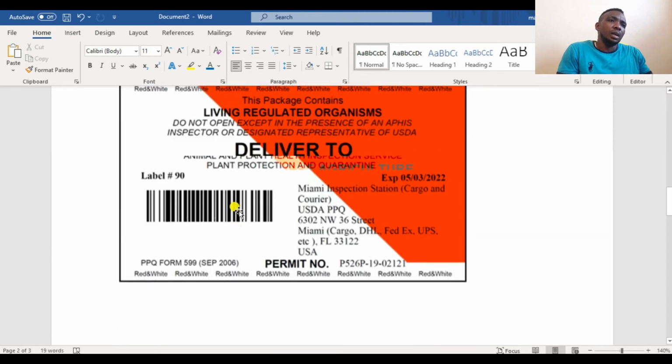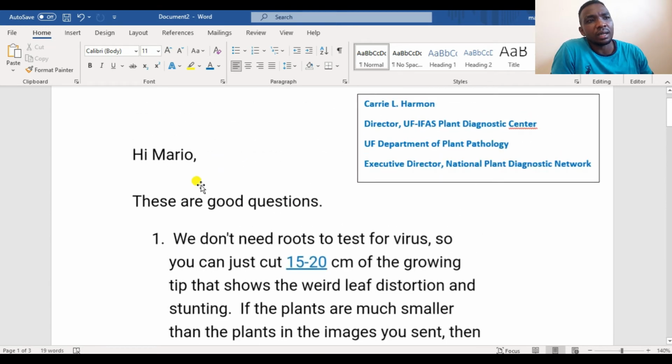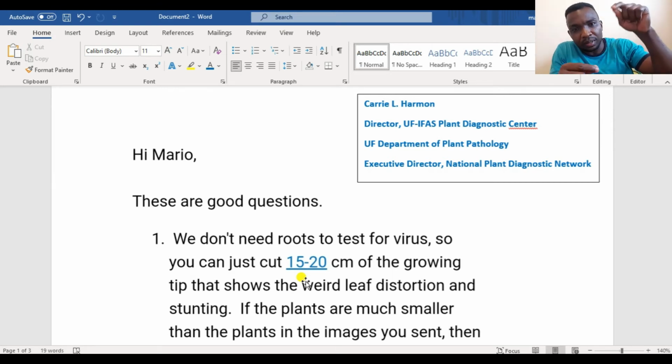Now, let us talk about the process. So what I did was I basically cut the sample. It's 15 to 20 centimeters of the growing tip. So at the growing point of a plant, just start from the growing point and count 15 to 20 centimeters down, and you cut that. And what I did was I wrapped mine in a brown paper bag. You know when you go to the supermarket and you get those brown paper bags? That was what I wrapped my samples in.